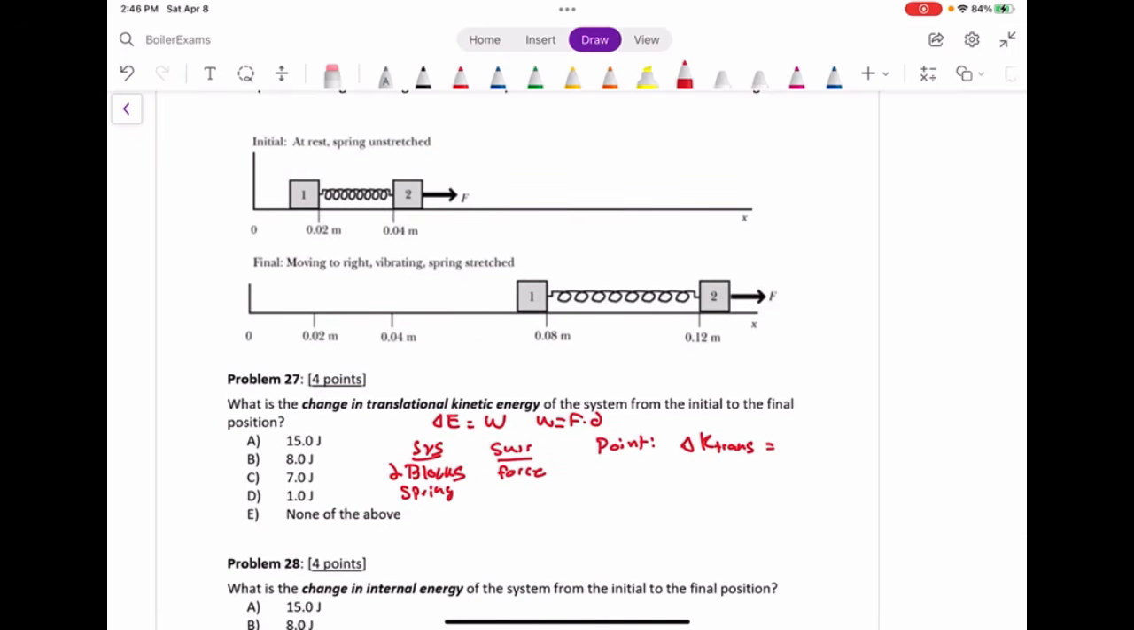And then in the point particle system, we care about the force that moves through the center of mass. So if we're looking at this system as a point particle system, we're only interested in the center of mass. So where is the center of mass initially? It's right here. Just ignore the left block, ignore the right block. We're just comparing this dot of mass to this dot. Imagine all the mass of the system is just right there at that point. That's what we're comparing.